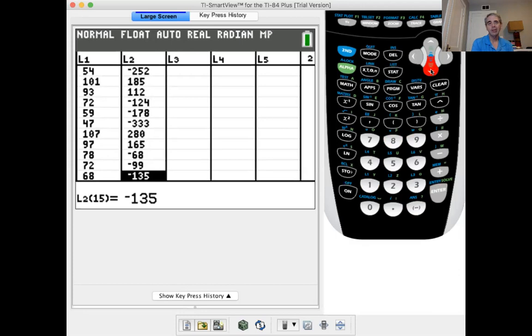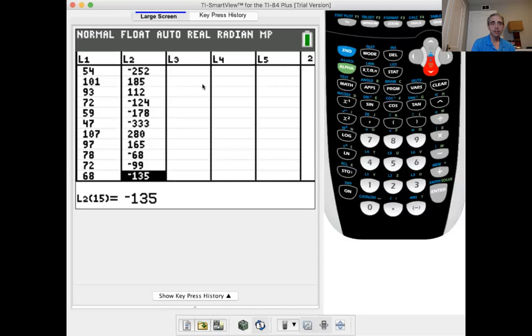Now what I would like to do is see the scatter plot. So to do that, we're going to go second stat plot. So let's do that if we can. Back to where I'm at. Let me stop sharing for a minute. So I want to go ahead and pull up my calculator again.